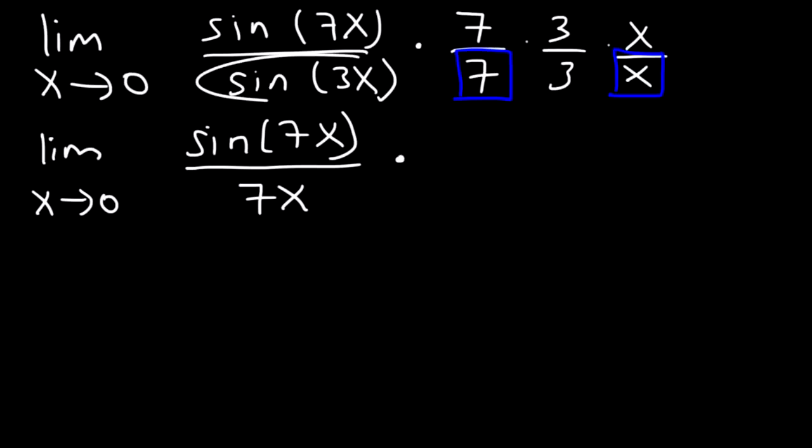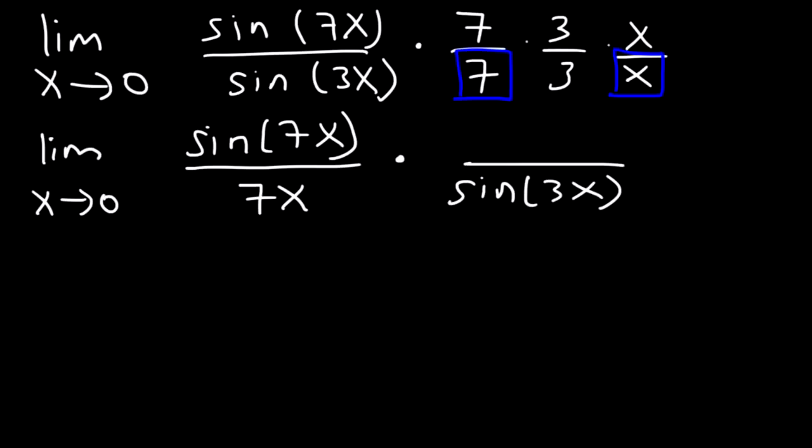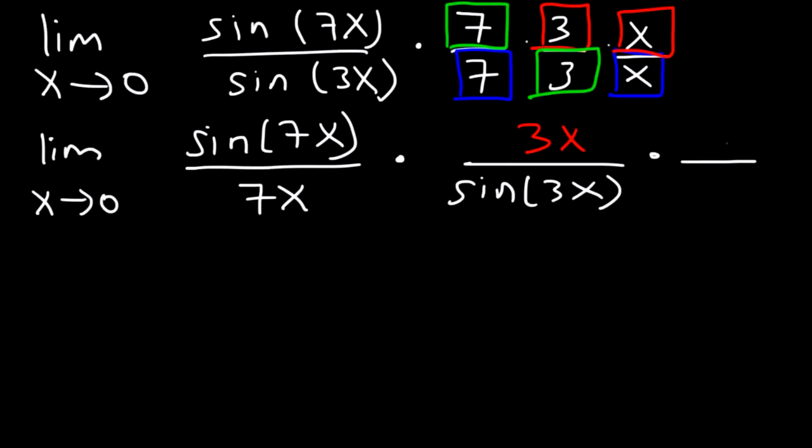Now I need to do something with the sine 3x. So I have to keep it on the bottom. But on top, I want 3x above it. So I'm going to write it here. Now what I have left over is 7 over 3, which I can put in this third fraction. So every number has been accounted for. I just simply rearranged everything.